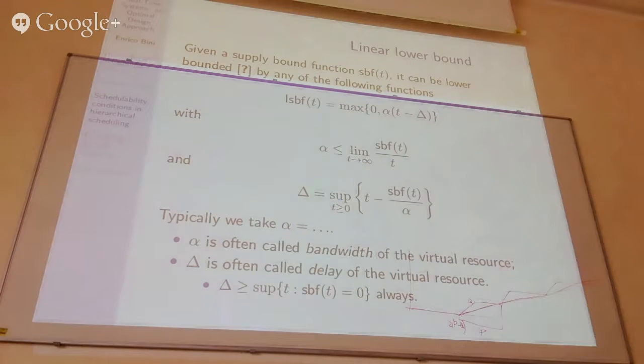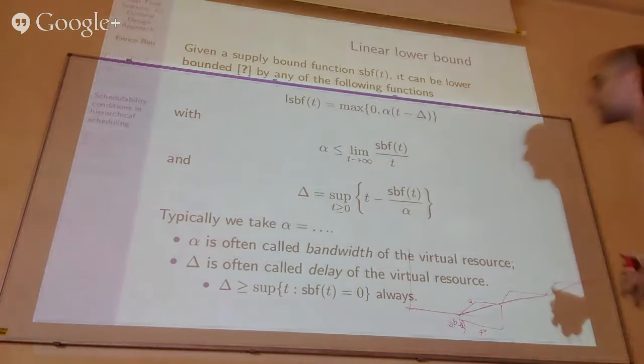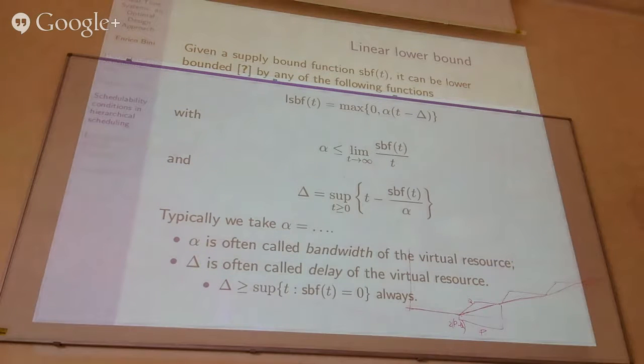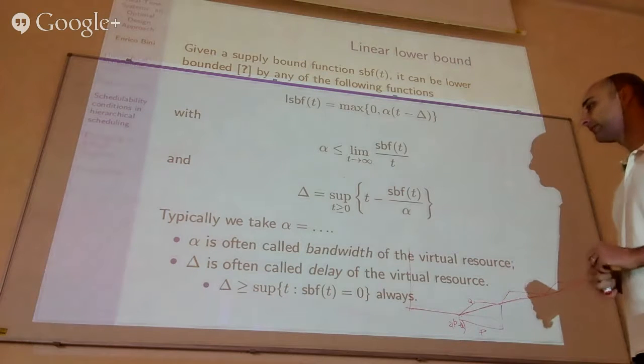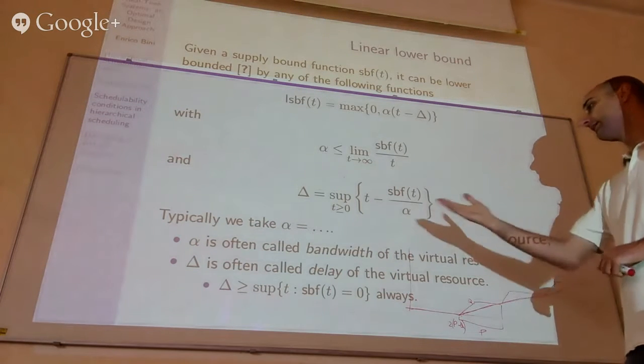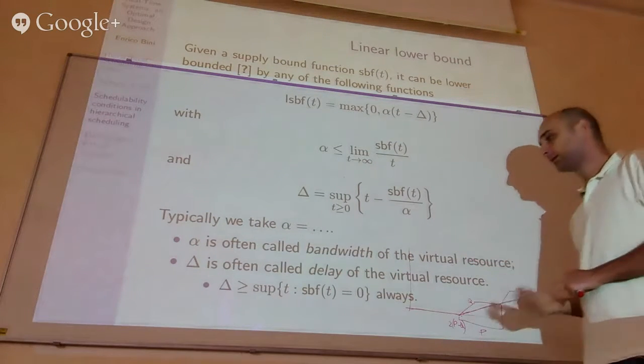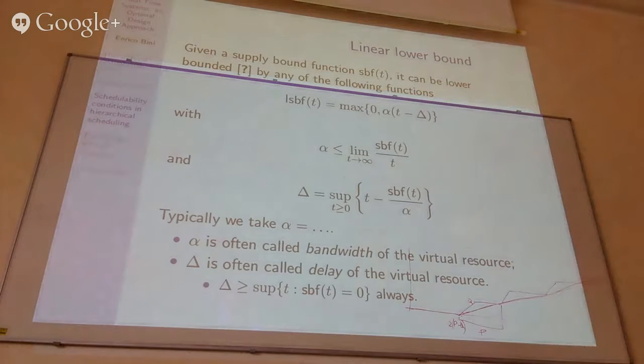Okay, alpha is then called the bandwidth of the virtual machine, and delta is often called the delay. The delay.